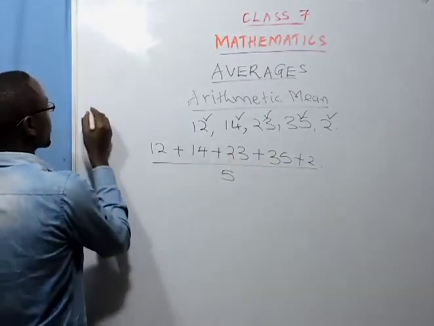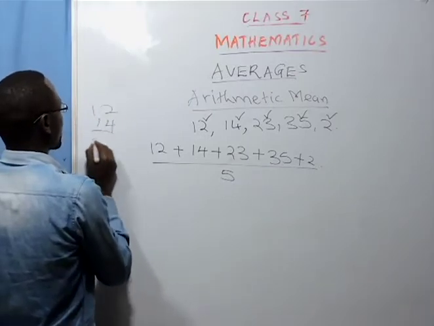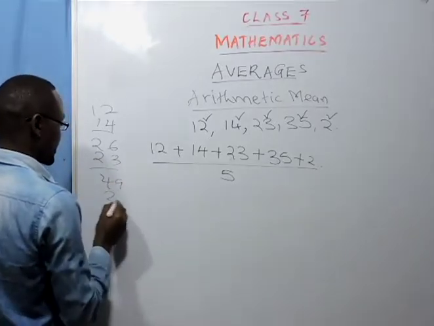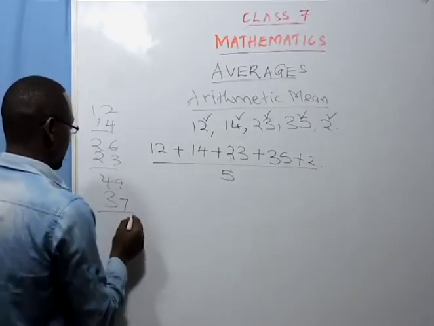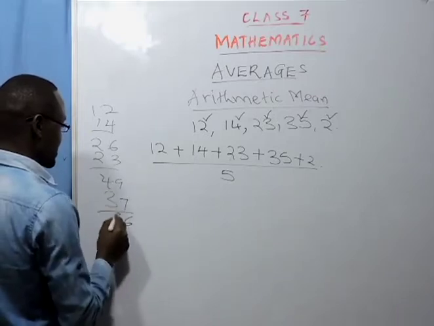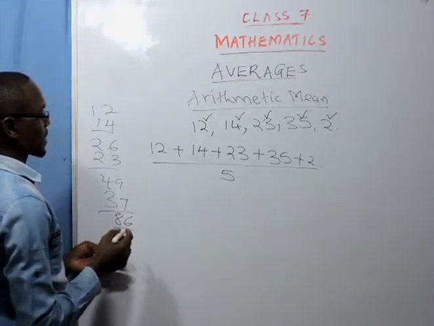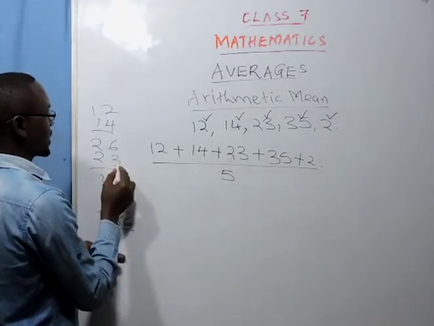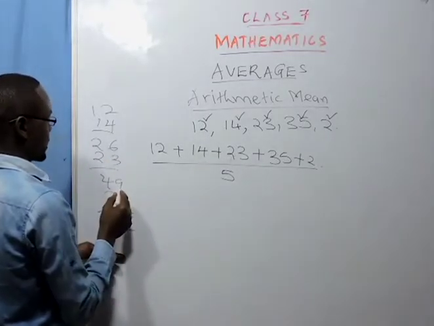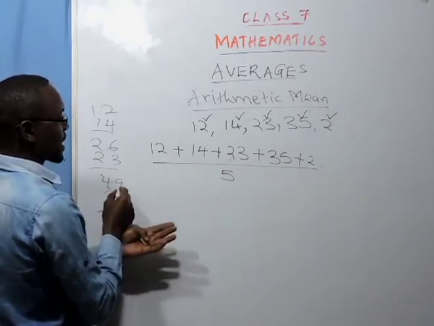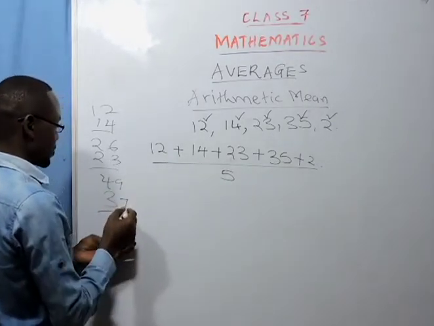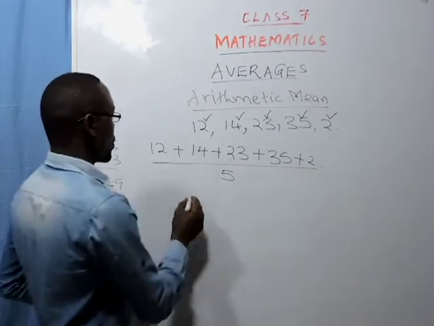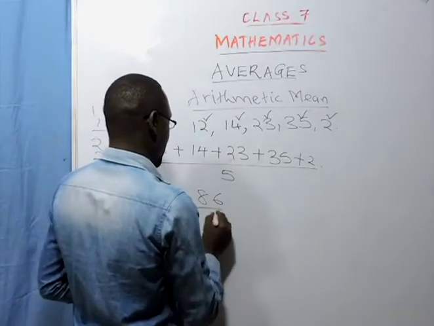So the sum of these totals: we've added 12 plus 14, we get 26, 26 plus 23, we get 49, 49 plus 35 plus 2, 35 plus 2 is 37, so we are getting 86. So the mean will be 86 divided by 5.